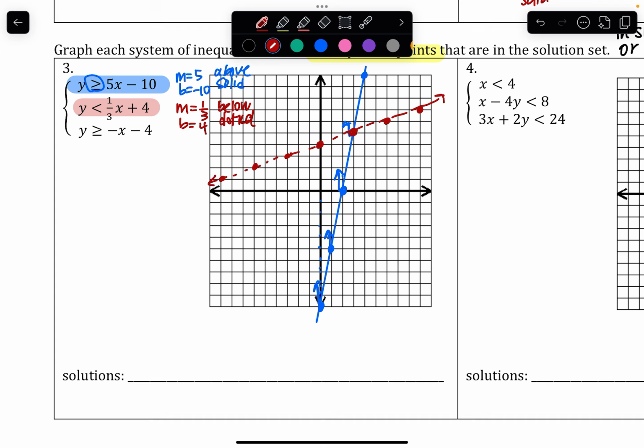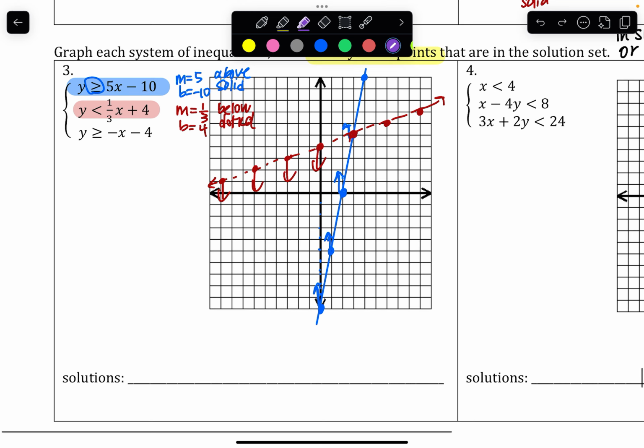And we are going to shade below. Okay, and so right now we are in this quadrant down here. If these were the only 2 inequalities, this would be the region shaded twice. Okay, but now we're going to add the third inequality, which has a slope of -1 and a y-intercept of -4.